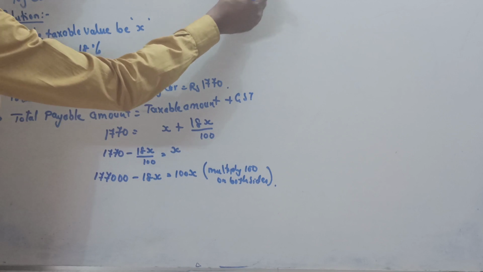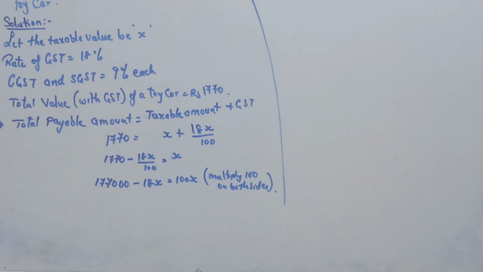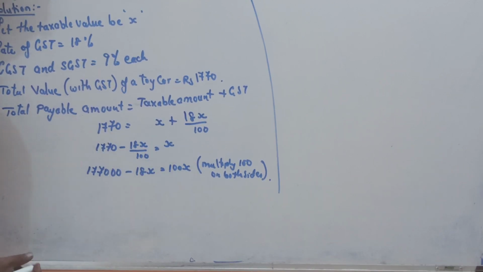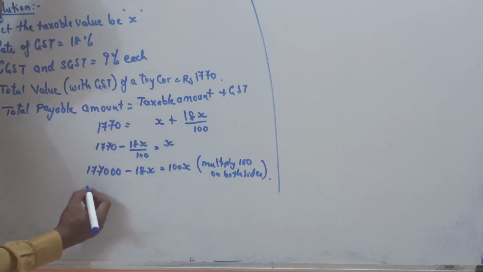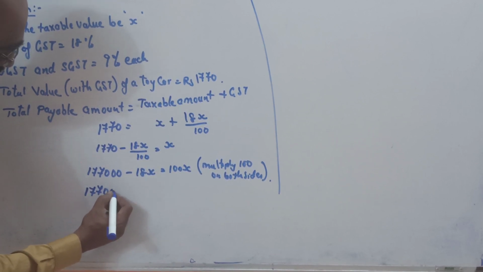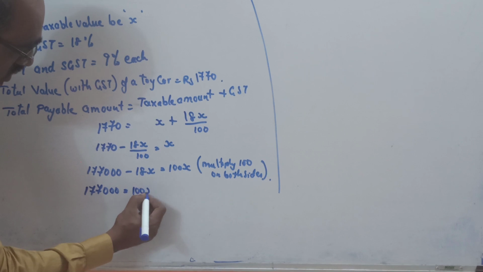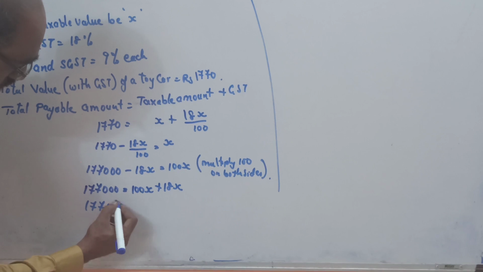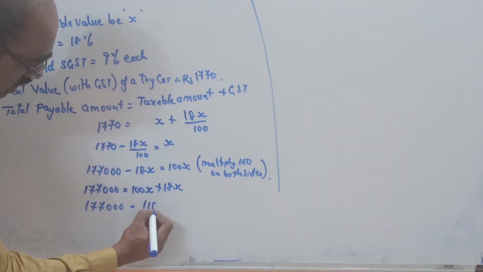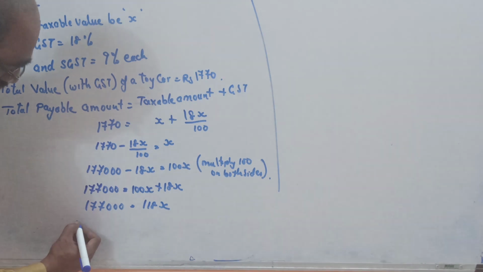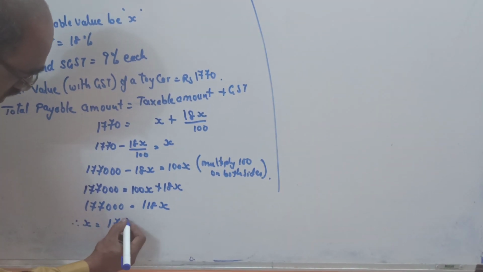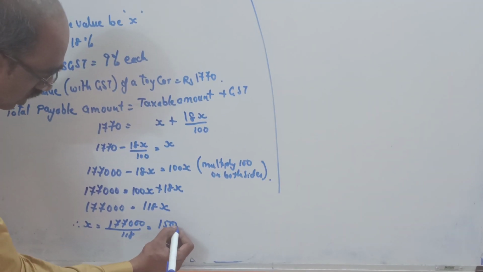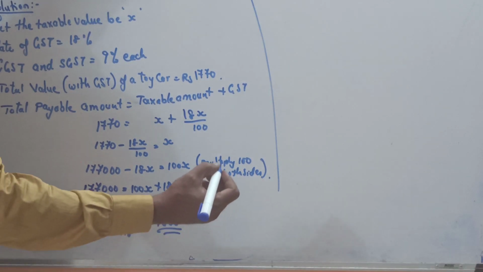Now, what are we going to do? So now what we have done? Multiplied by 100 on both the sides. So now we'll take this 18x to the other side. So 177000 is equal to 100x plus 18x. So it becomes 1,77,000 is equal to 118x. So therefore x is equal to 1,77,000 upon 118, that is equal to 1500. So what is the value of x?